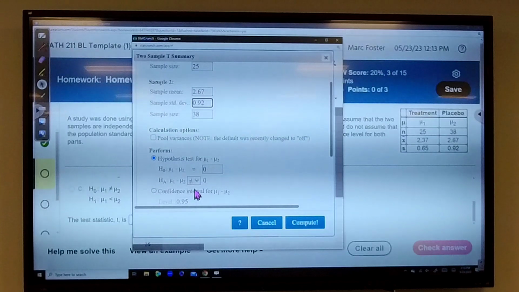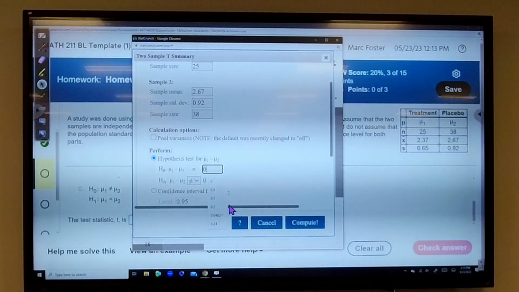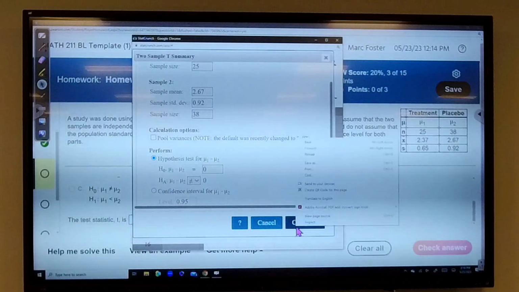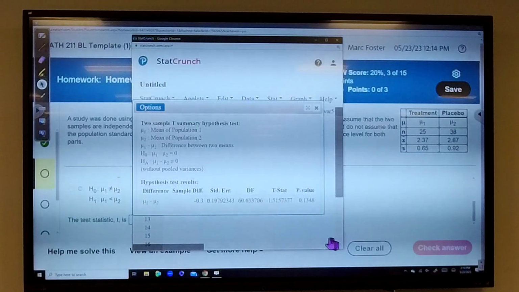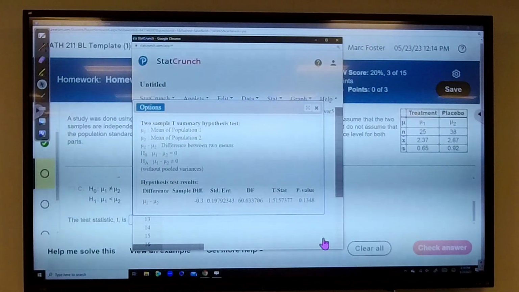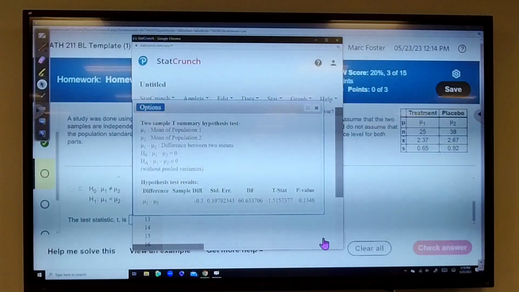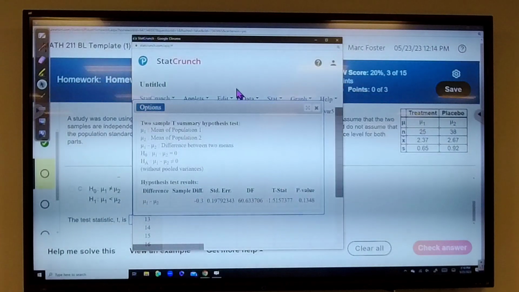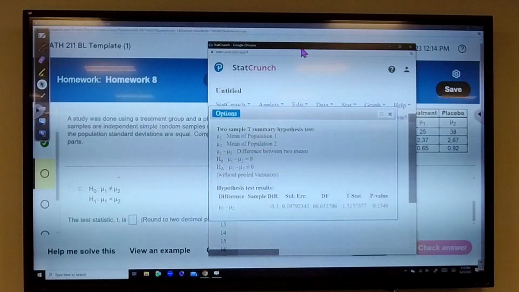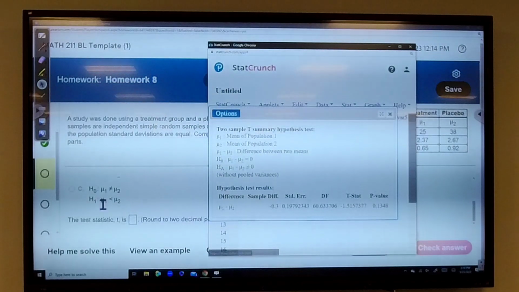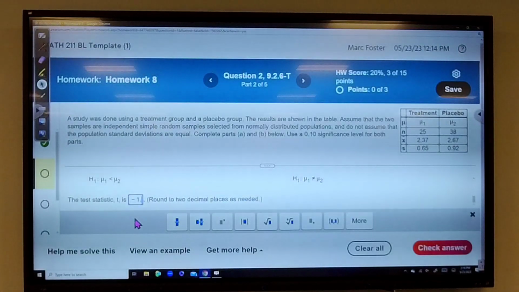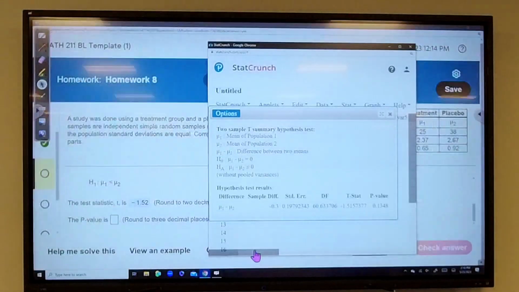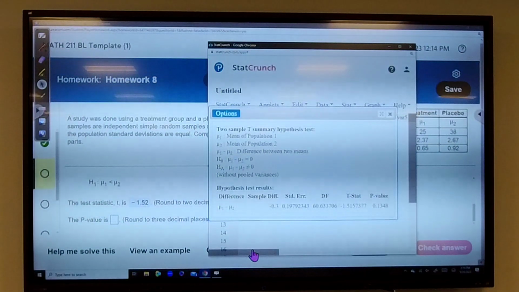We're doing a hypothesis test. It's that they come from the same population or they come from different populations. I've got my test statistic, I've got my p-value. To 2 decimal places, my test statistic is minus 1.52. To 3 decimal places, my p-value is 0.135.